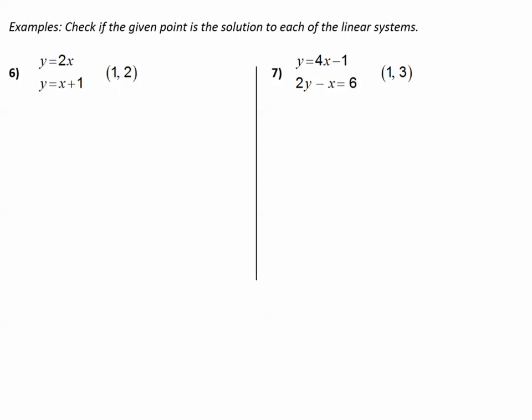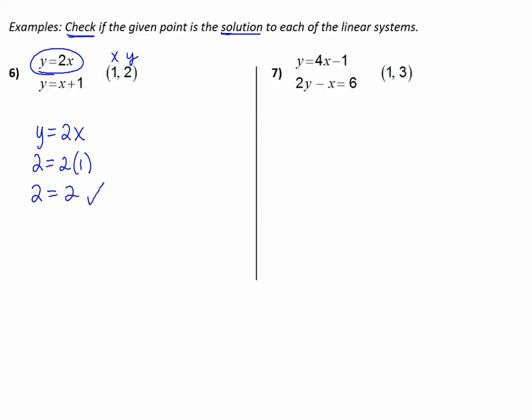Let's practice checking if the given point is the solution to each of the linear systems. So remember, to be a solution, it has to satisfy both of the equations. Let's see if this one satisfies the first equation first. Remember, this is x and this is y in an ordered pair. So we'll plug in the y, 2. You know what? Let's write that we're using the first equation. Y equals 2x, so the y is 2 and the x is 1. 2 equals 2. That's true.